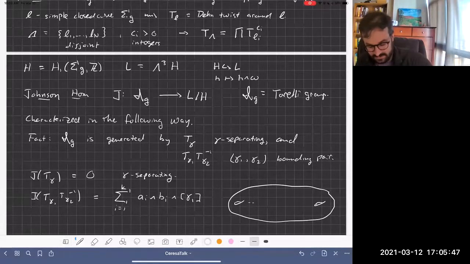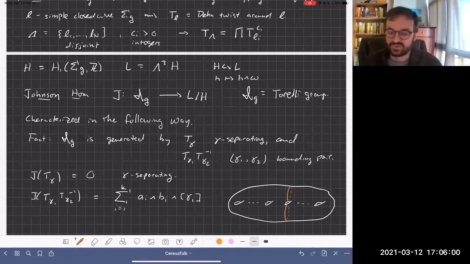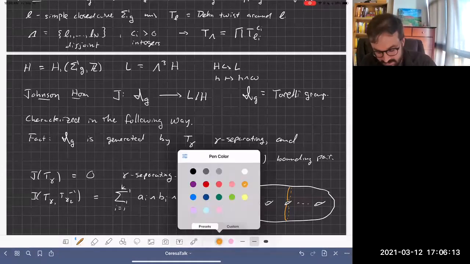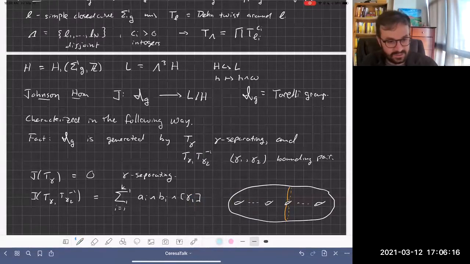Say we have our surface like this. So gamma 1 and gamma 2 form a bounding pair map. By a change of coordinates principle, you can just map these two curves to the two orange curves here, and you just have some genus on one side and some other genus on the other side. And now, how are these a_i, b_i defined? Well, these are just defined to be the symplectic basis on half of the curve.